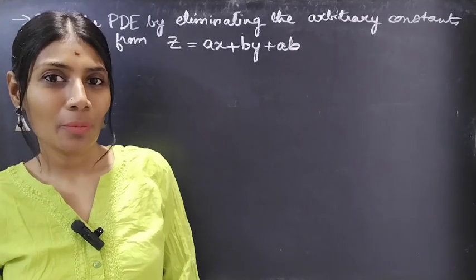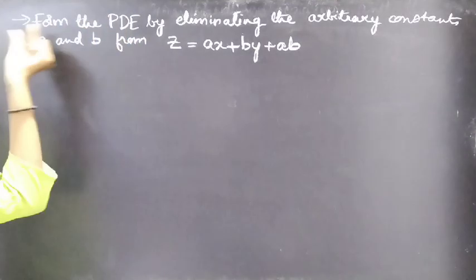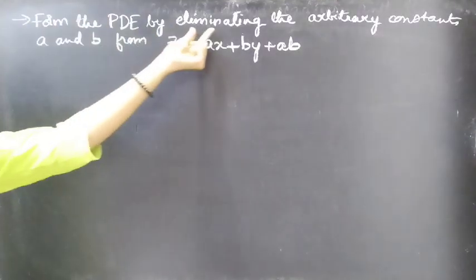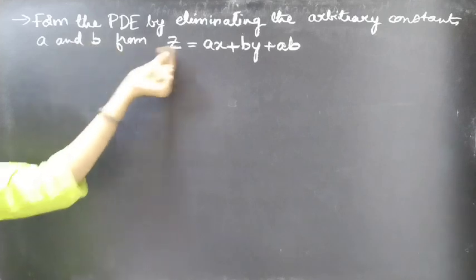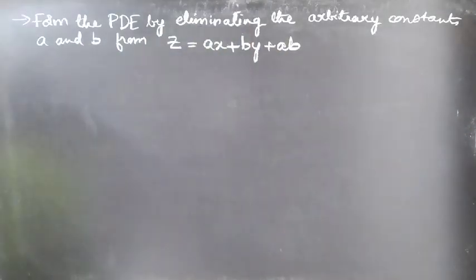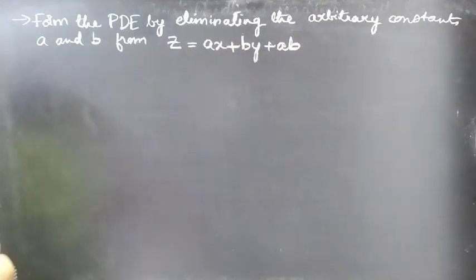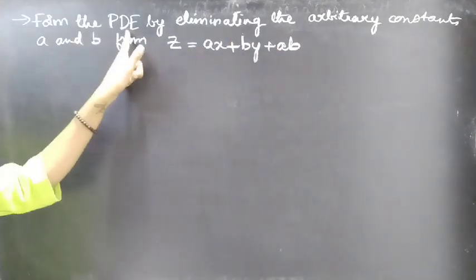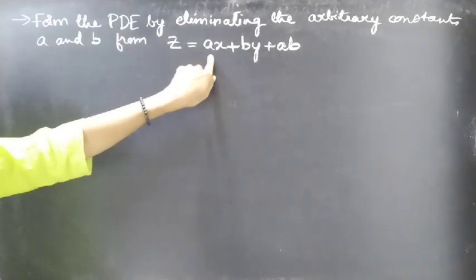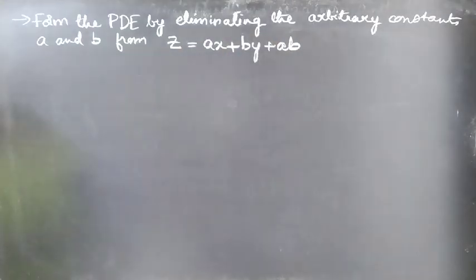In this video, we're going to see a problem from partial differential equation. So let's get going. Problem: form the partial differential equation by eliminating the arbitrary constants a and b from z equal to ax plus by plus ab. So we are given a relation z equal to ax plus by plus ab, and we are asked to form a partial differential equation from this relation by eliminating a and b, which are arbitrary constants.